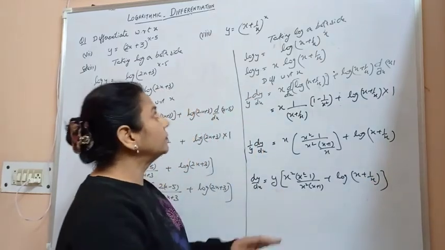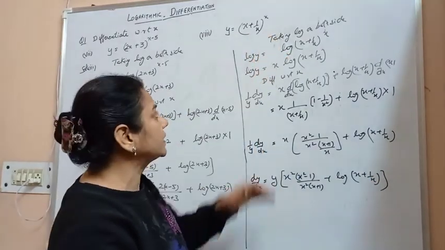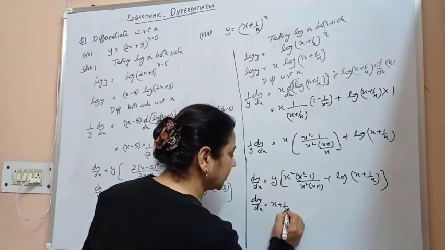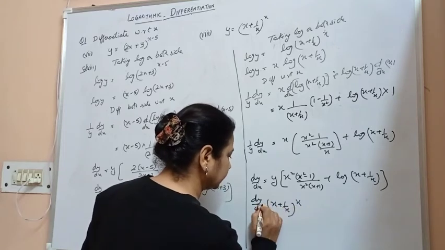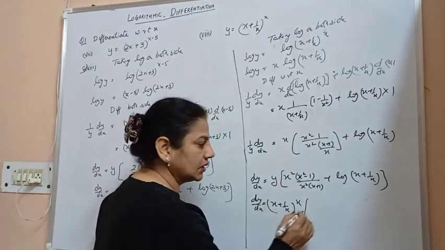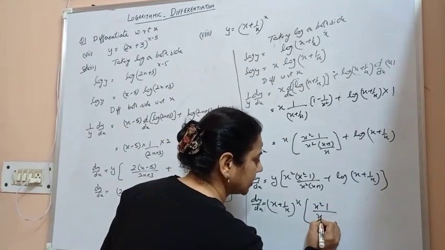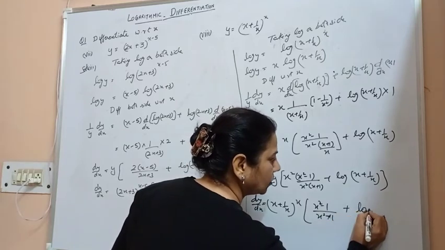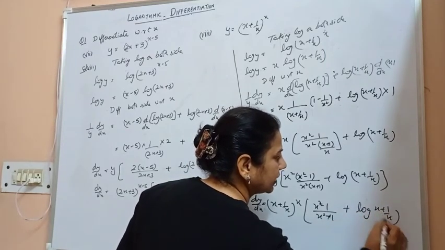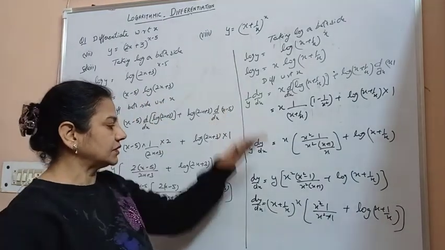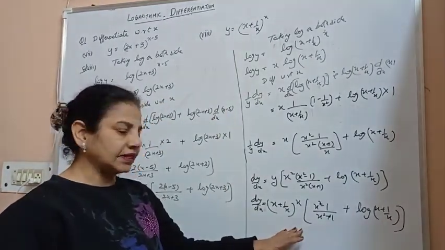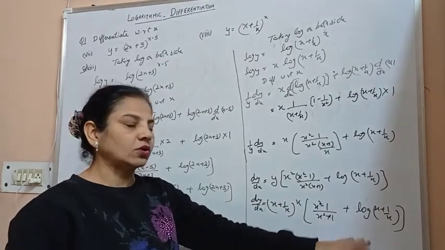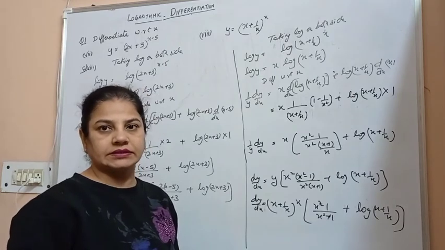Now replace y with the given function, (x plus 1 upon x) whole to the power x. I get dy by dx as (x plus 1 upon x) whole to the power x, x square cancels out, (x square minus 1) upon (x square plus 1) plus log (x plus 1 by x). So the derivative of this given function is given by (x plus 1 upon x) whole to the power x and (x square minus 1) upon (x square plus 1) plus log (x plus 1 upon x).